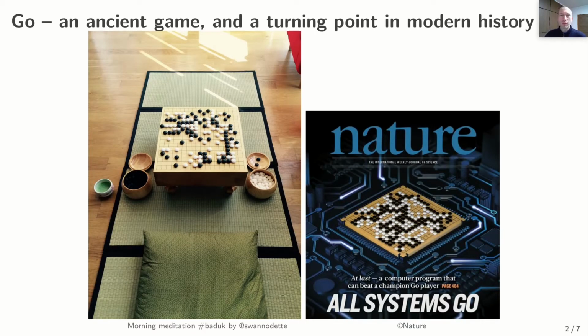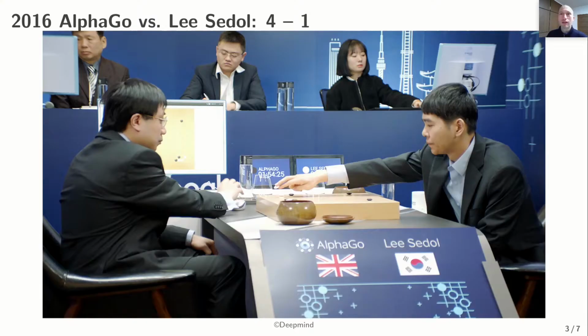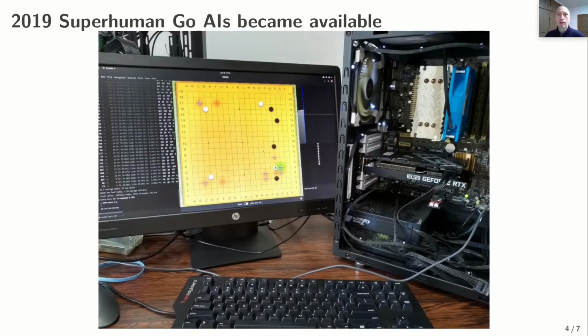Probably I don't need to introduce the game of Go. It's an ancient game, and it's very well known in Asia, and it's actually a turning point in modern history because in 2016 there was the famous AlphaGo versus Lee Sedol match, which was won by the computer. Everyone knows this. However, what happened after the event is actually more revolutionary.